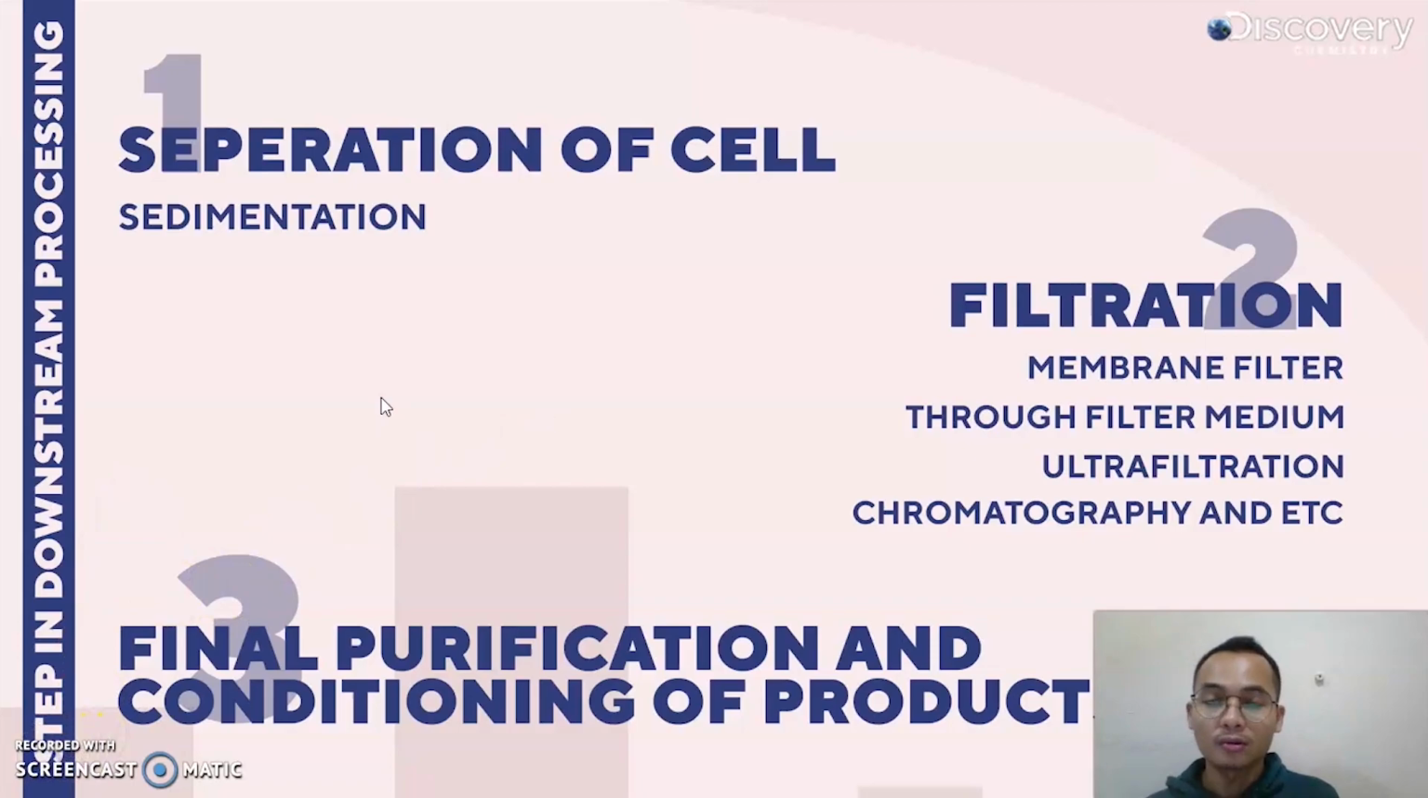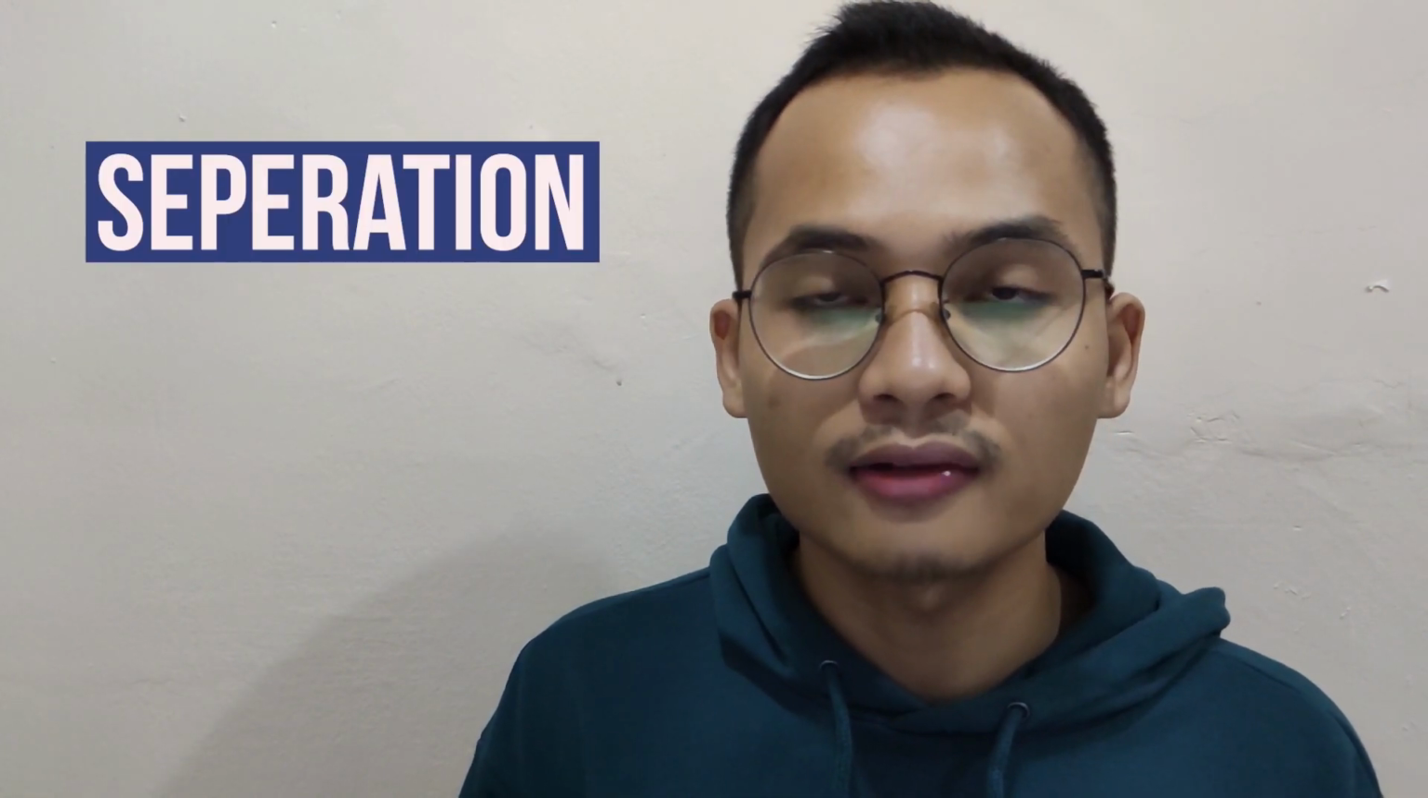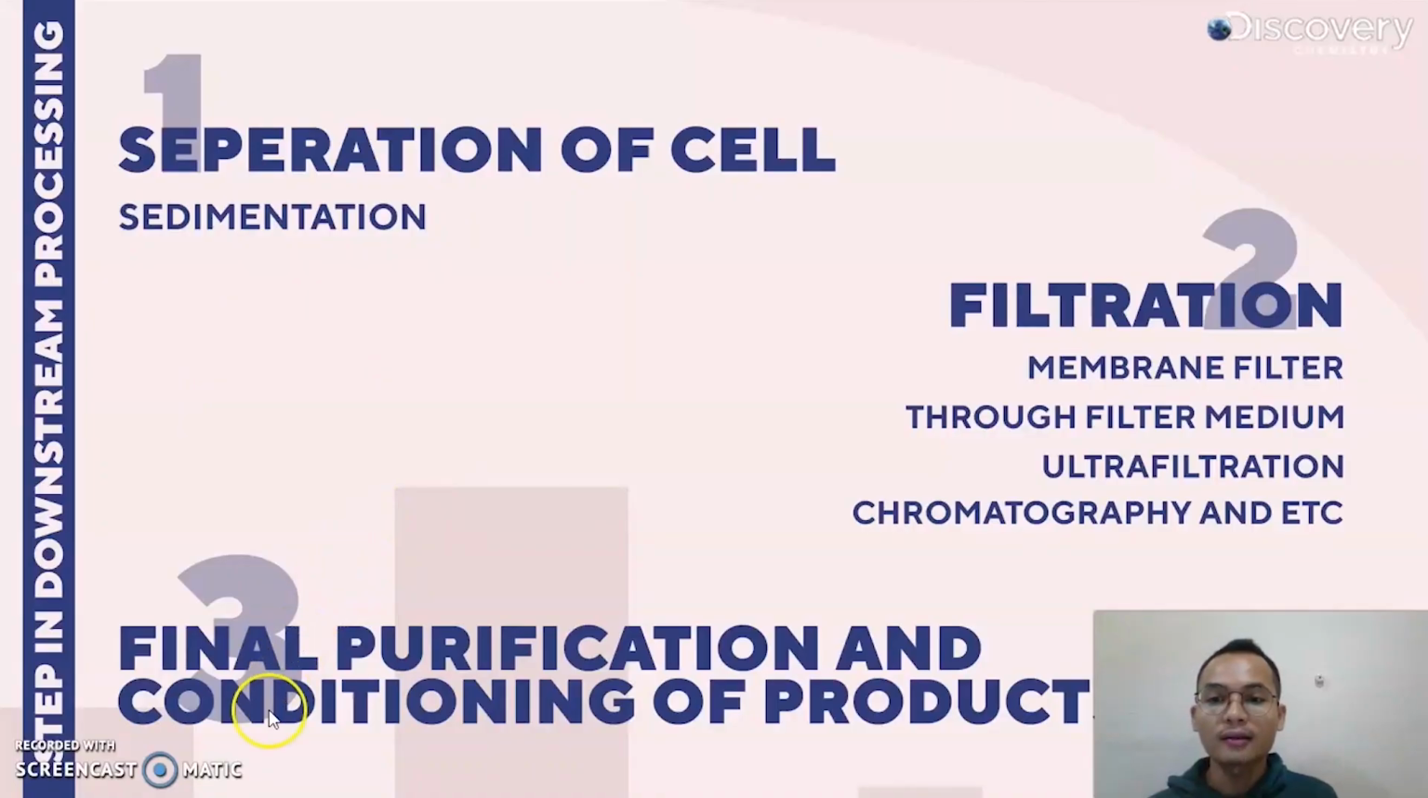So after the fermentation process, the fermentation product undergoes the separation of cell and the filtration process, then the final purification and condition of products occur. In these stages, the chemicals and proteins are often recrystallized and heat or freeze dried.